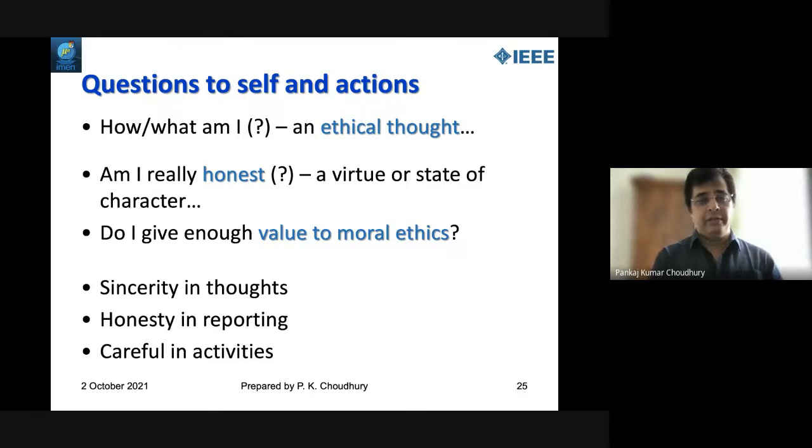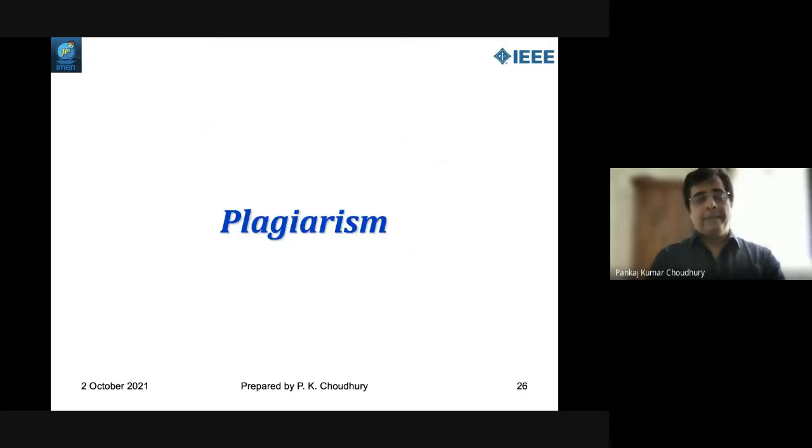Sincerity, one must be extremely sincere in the thoughts. While writing, you have to think many times about what you are writing, and whether you are giving enough credit to others where the credit is due. Honesty in reporting means you are not stealing anyone's idea or anyone's writing. And careful in activities has a wide meaning. There should not be errors in writing. And also, the kind of acts you do while writing or reporting a research must be done extremely carefully. So in this stream, a very important point is plagiarism.